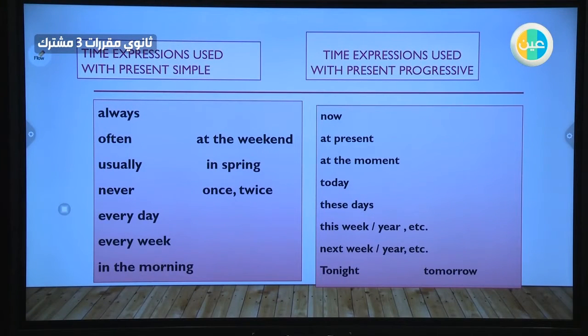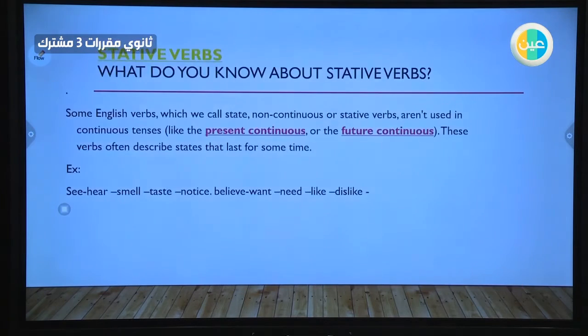Now, let's discuss time expressions usually used with present simple, when I'm talking about something that happens usually. The keywords are always, often, usually, at the weekend, in the spring, once, every week, and so on. What about the present progressive? Now, at this time, at the present, today, these days, this week, this year, and so on, or tomorrow, tonight, if I talk about a future arrangement.